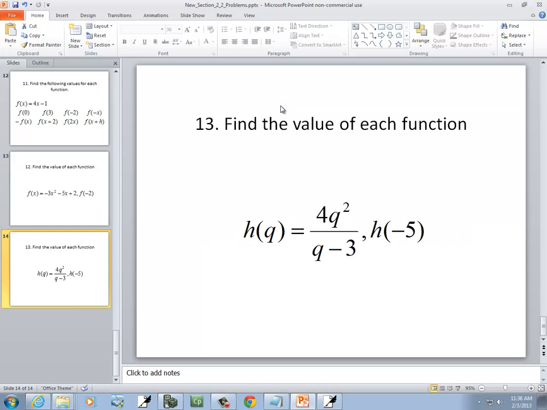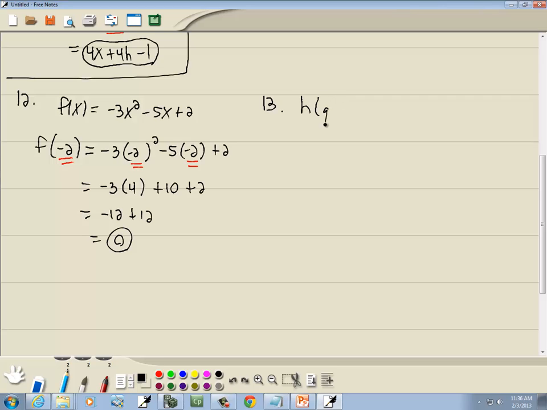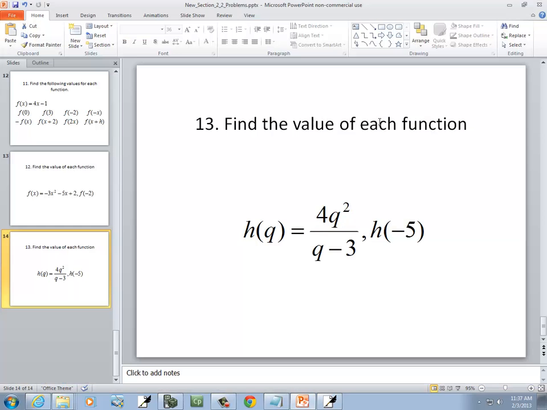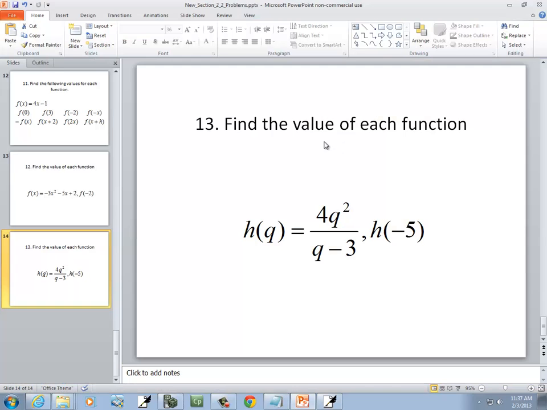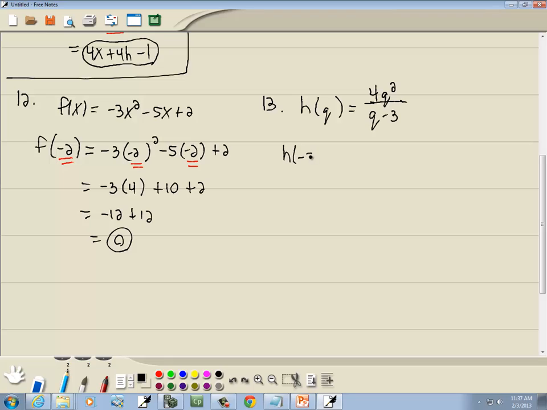And one more of those. H of q is equal to 4q squared over q minus 3. Now here the variable's different. Same idea though. We're going to actually find that the variable on the right side here, this q, that's called your independent variable. And whatever this variable would be over here would be your dependent variable. You really don't use those terms very much, by the way. So we're going to go through, and everywhere we have a q, we'll put in parentheses. Everything else remains the same.